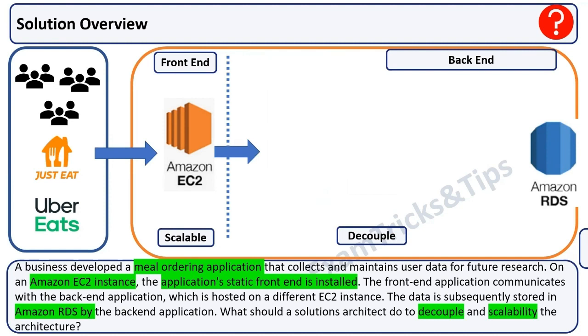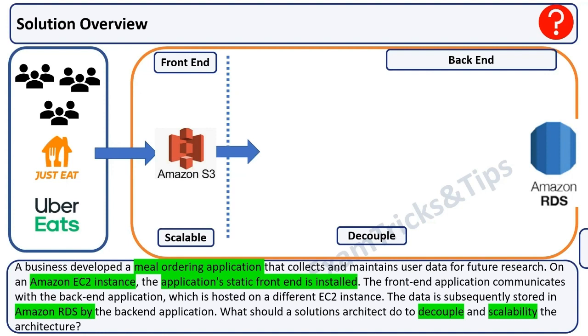First of all, there are two requirements, as we said. One is scalability, another is decoupling. Front end is currently stored in an EC2 instance. I think that's a waste of an EC2 instance. It's a static front end. We can store it in S3. So that's the first thing we will do. It would help with the scalability, and it's going to be much more cost effective as compared to using an EC2 instance for storing static content.